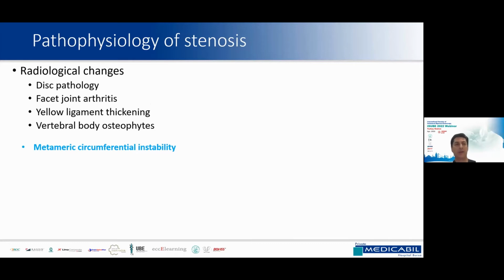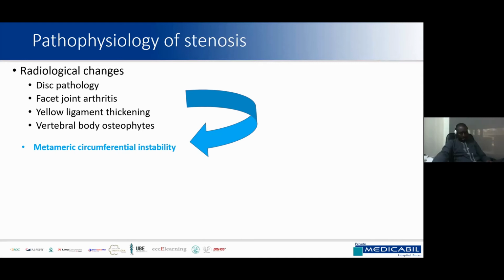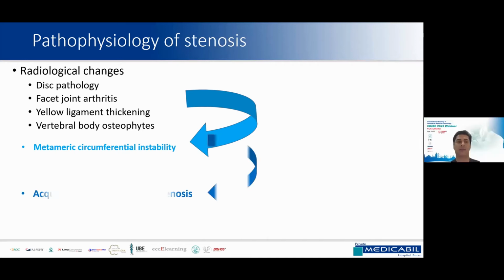If you look at the radiological cascade of spinal stenosis, everything starts from disc pathology. After that, facet joint arthritis starts, then yellow ligament thickening and vertebral body osteophytes can cause metameric circumferential instability. So we can say that mostly in the stenotic segments, we should be aware of instability, and eventually we will see the stenosis.